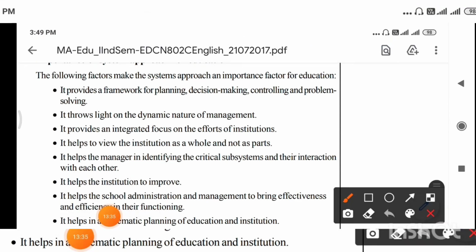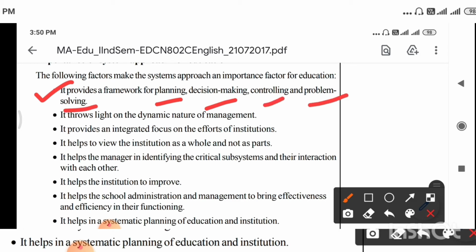So the first point is that it provides a framework for planning when we have any system. It provides a framework for the planning. The system makes decision making, controlling, and problem solving easy.